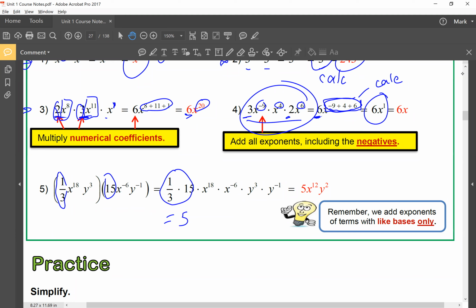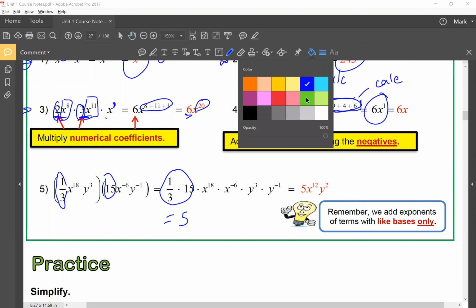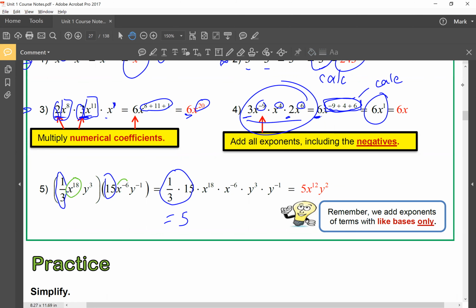I wish I could erase these better. Anyway, let me pick a different color. I'm feeling green. Let's try green. X to the 18, x to the -6. Add those exponents up. 18 added to a -6 is a 12.